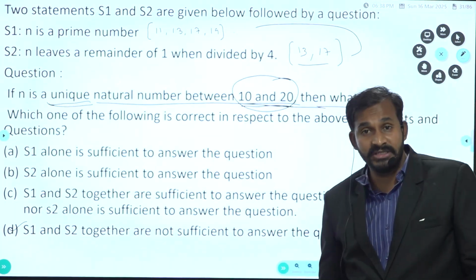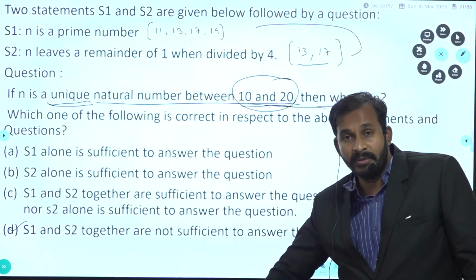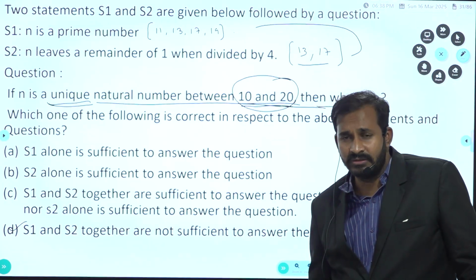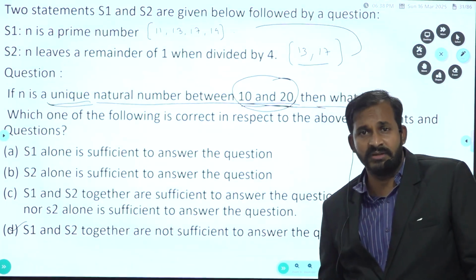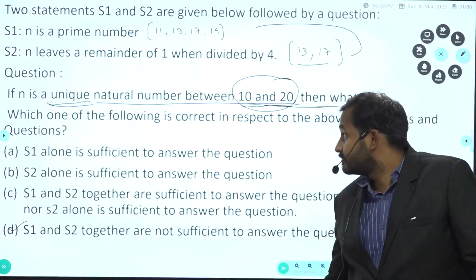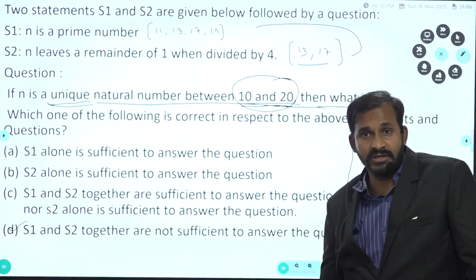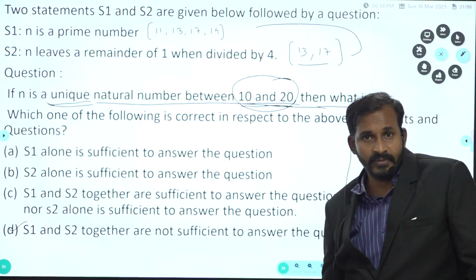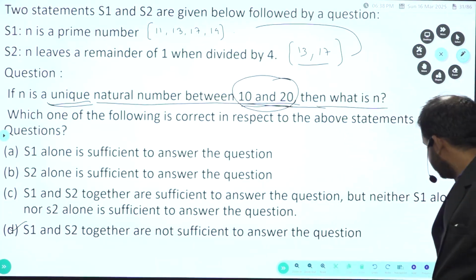See, these statement based questions are very, very important. Why? Because you can see a minimum of around 10 to 12 questions from the statement based things. So please observe these type of questions, how we are solving them. Okay, next one.